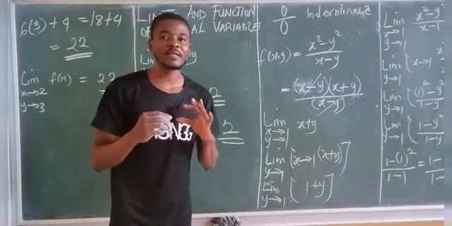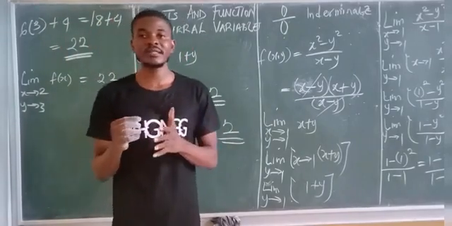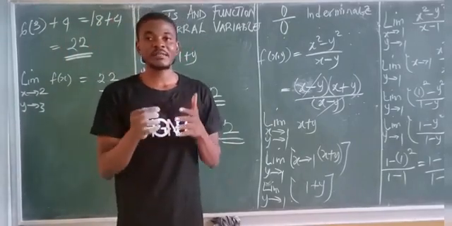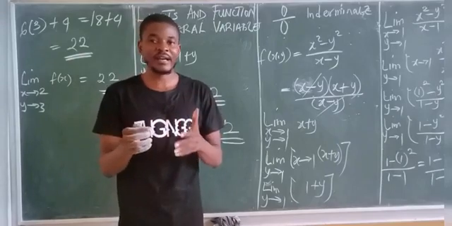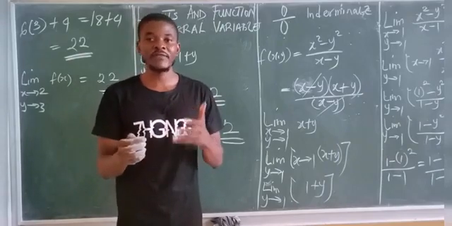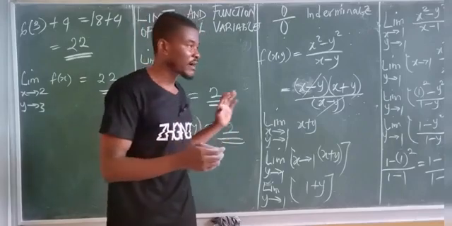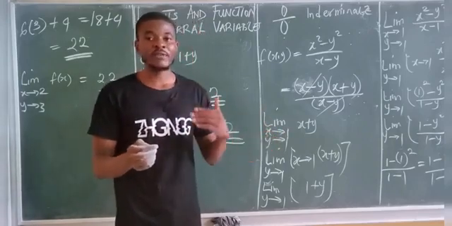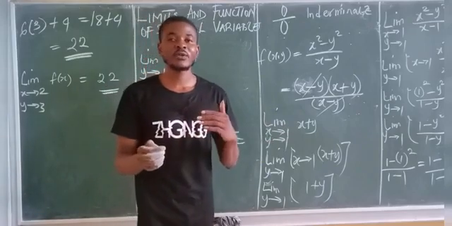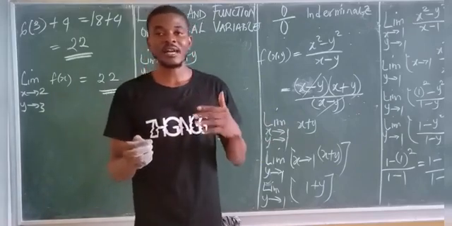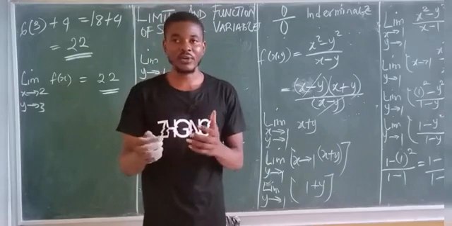Whenever you have a 0 over 0 function, it means the limit is indeterminate. That is by first trying the direct substitution method. If it fails and shows you indeterminate, the next method to try is to factorize the given function. If the function cannot be factorized, then you try the third method, which is to see if there is a conjugate that you can apply.